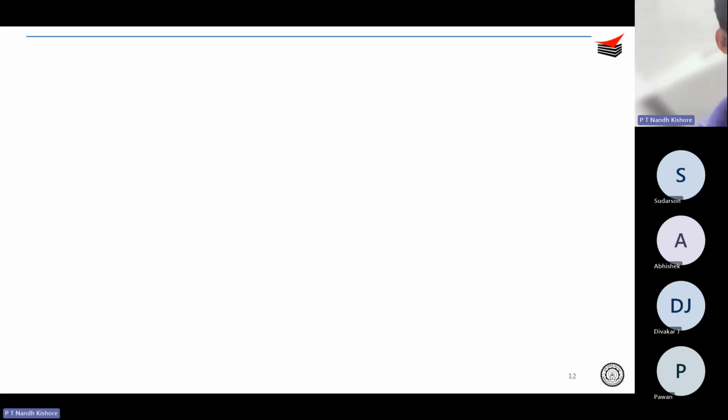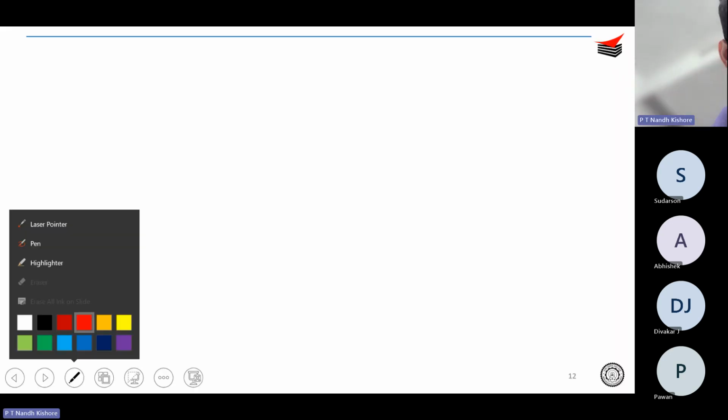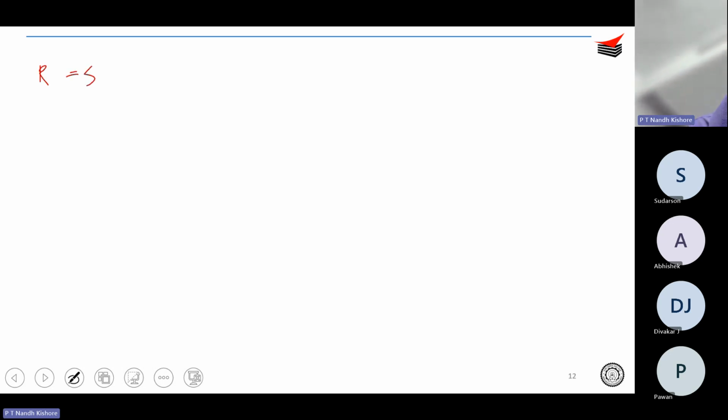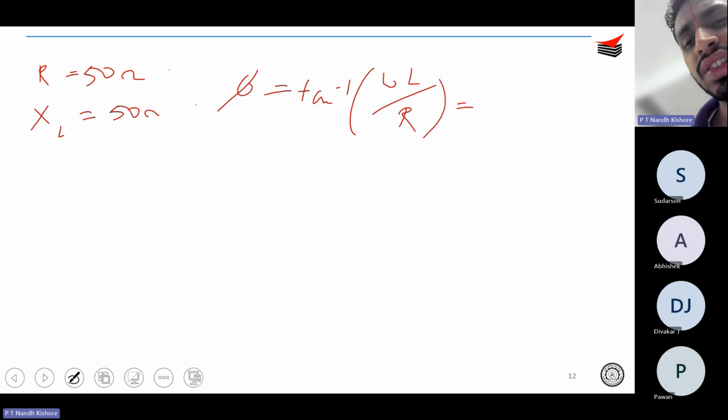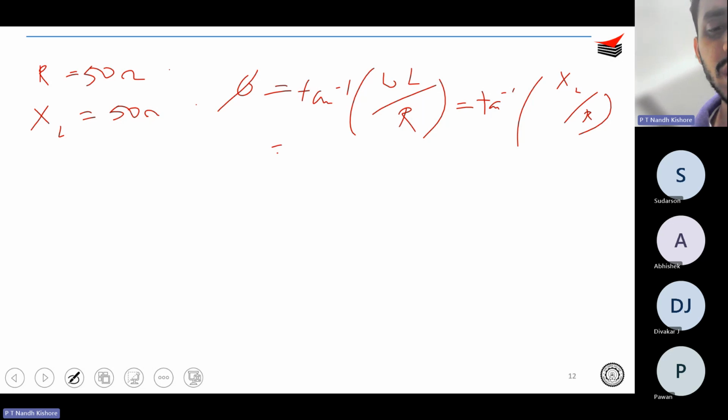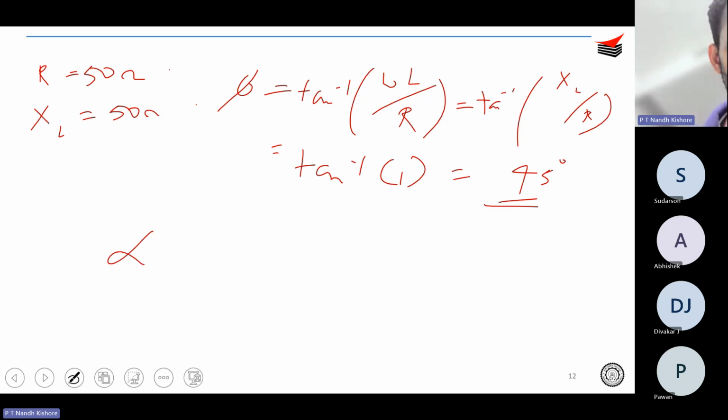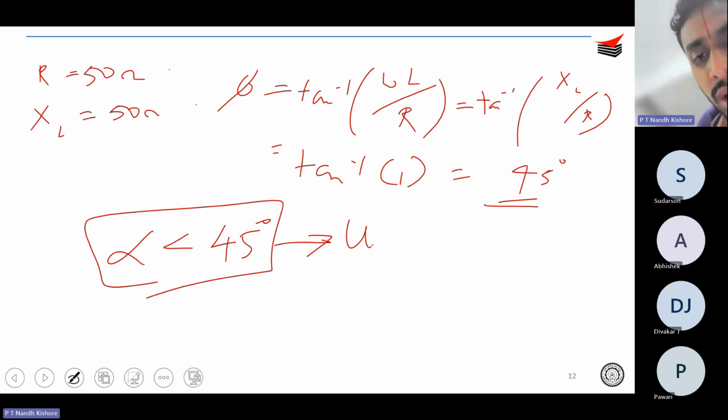So as I told you, XL and R both are 50, right? So R is 50 ohms and XL is also 50 ohms. Okay. So what is your phi? Phi is tan inverse omega L over R. That is tan inverse XL over R, right? So tan inverse 50 over 50 is 1. So what is tan inverse 1? 45 degrees. So the answer is, if your alpha is less than 45 degrees, uncontrollable.